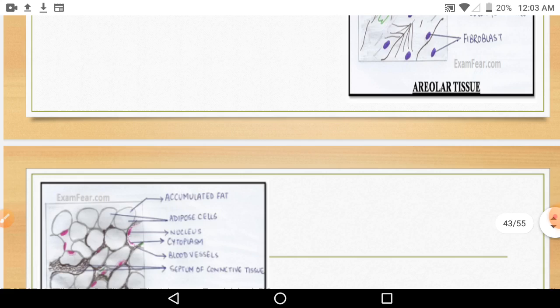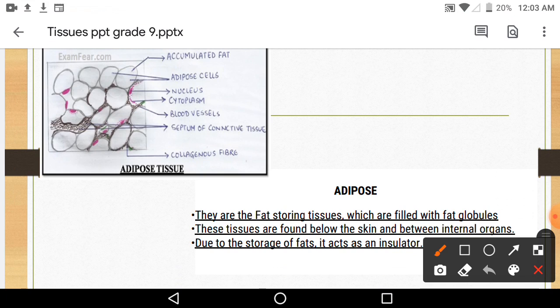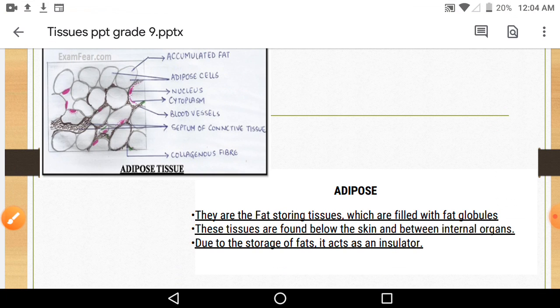Next is the adipose tissue. Adipose tissue is fat-storing tissue, which is filled with fat globules. This tissue is found below the skin and between internal organs. Can you see here the accumulated fat in adipose cells? The nucleus and the cytoplasm are present, and the accumulated fat is present in the cell. Due to storage of fat, it acts as an insulator. Okay, this was about adipose.